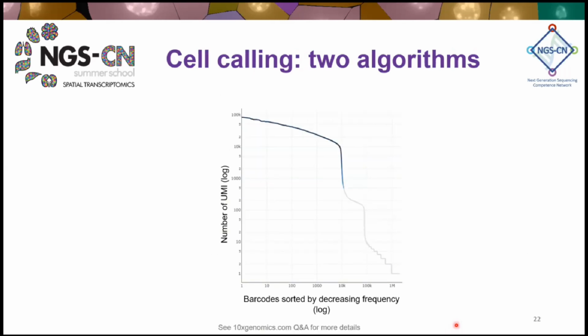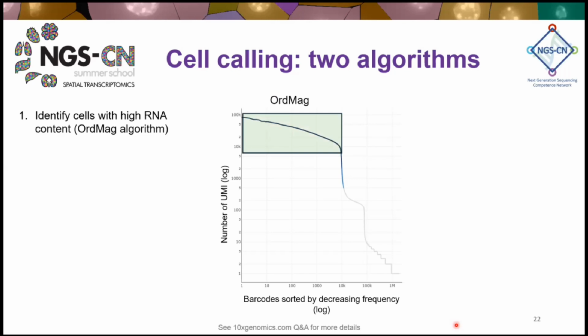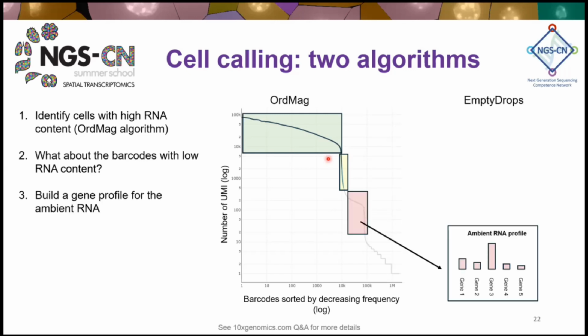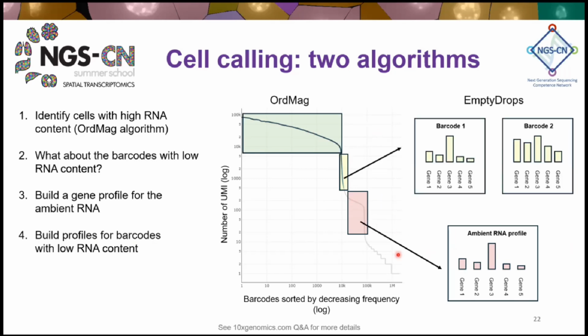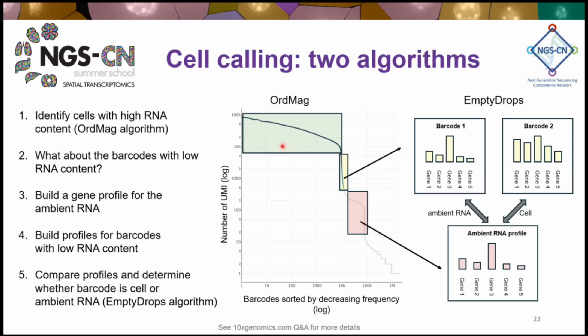Cell calling is done with two algorithms. First of all, there is the so-called OrdMag algorithm, which calls the cells here, which are the high content RNA cells. Then the question is, what about this part here in the middle? What Cell Ranger does is the so-called EmptyDrops algorithm, which builds a gene profile of the ambient RNA shown here. It will then also build profiles for each barcode in this region in between. And then it compares the profiles, and it finds out which barcode is likely ambient, which barcode is not.